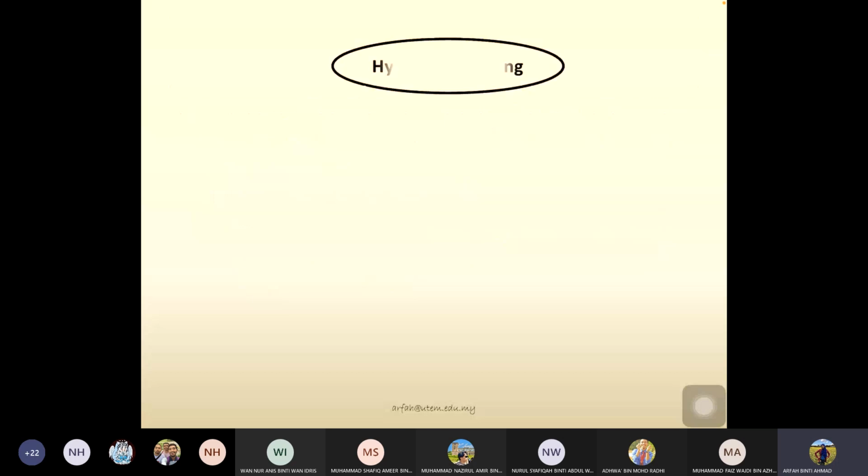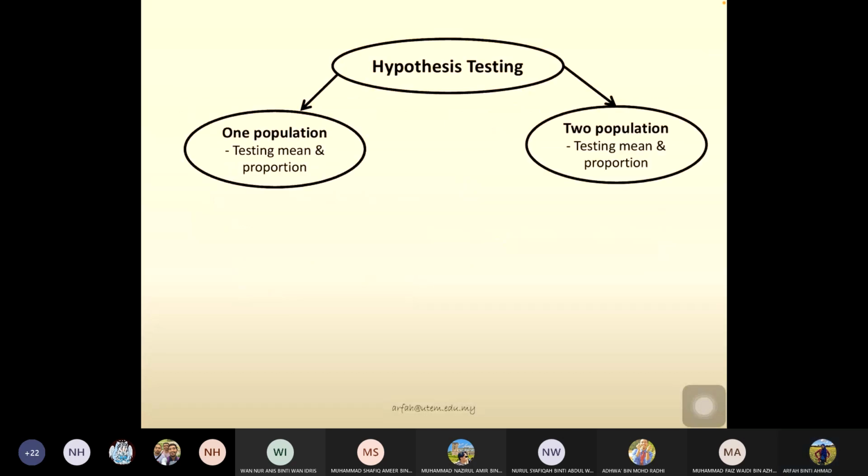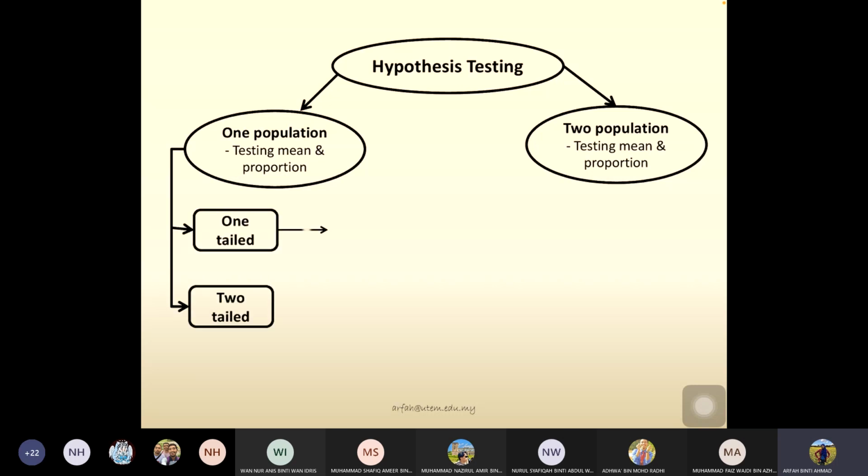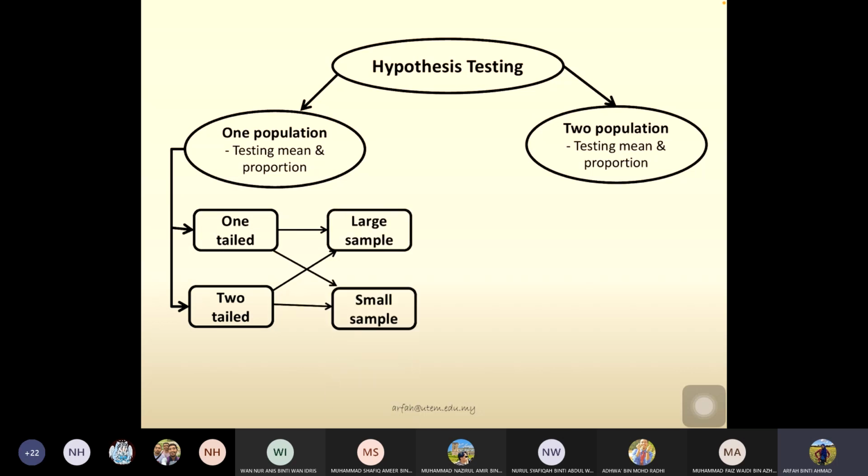There are two types of hypothesis testing that you are going to learn in this chapter. Kita akan tengok kepada one population dulu, testing on mean and proportion. And then in next chapter, chapter 4, kita akan tengok kepada two population. So for each one and also two population, you are going to have large sample and also small sample. Dan dia punya test akan jadi one tail atau two tail test.